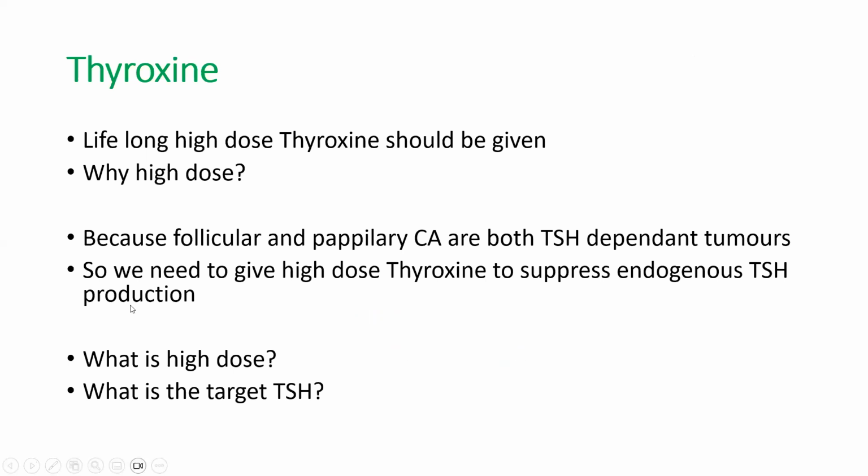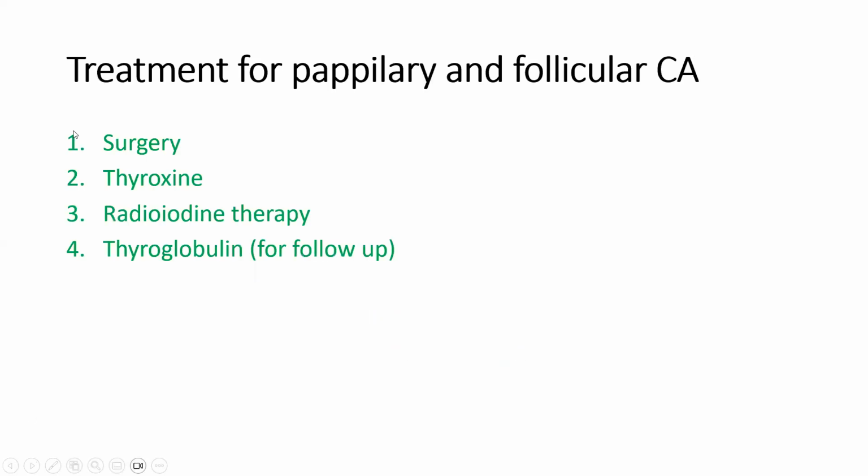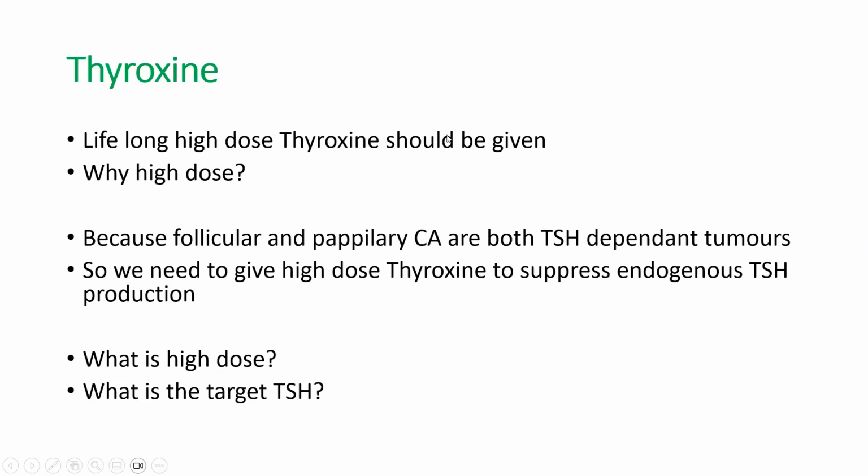Right. So now we did surgery. I told you there are 4 main steps. Surgery is done, and how we do the surgery and what surgery for what malignancy, we discussed. Now lifelong thyroxine supplementation. Lifelong thyroxine should be given, and this should be high dose thyroxine. And why is it a high dose? Because follicular and papillary thyroid malignancies are TSH dependent malignancies.